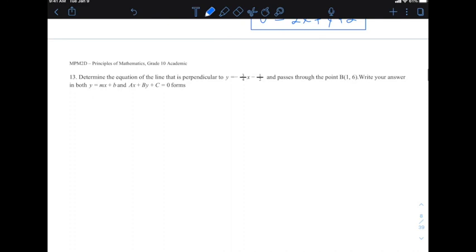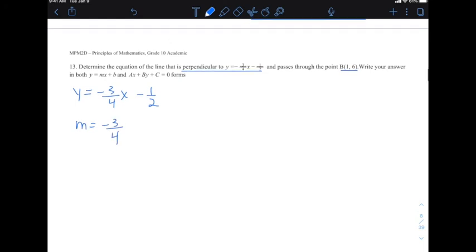All right, last question. Determine the equation of the line that is perpendicular to this line and passes through B, (1, 6). So if I look at -3/4 x minus 1/2, I can see that the slope of this line is -3/4. So the new line is going to have a slope of +4/3 because it's perpendicular, and it's going to go through the point B, (1, 6).